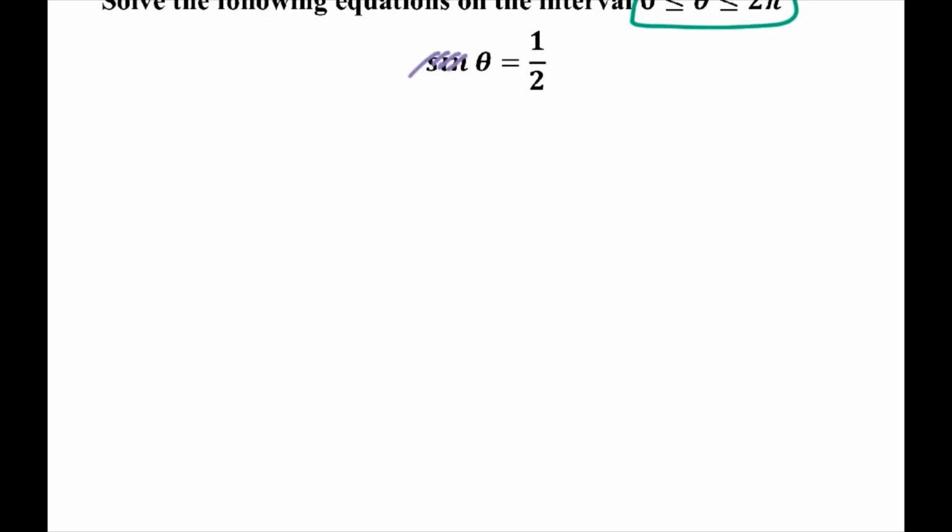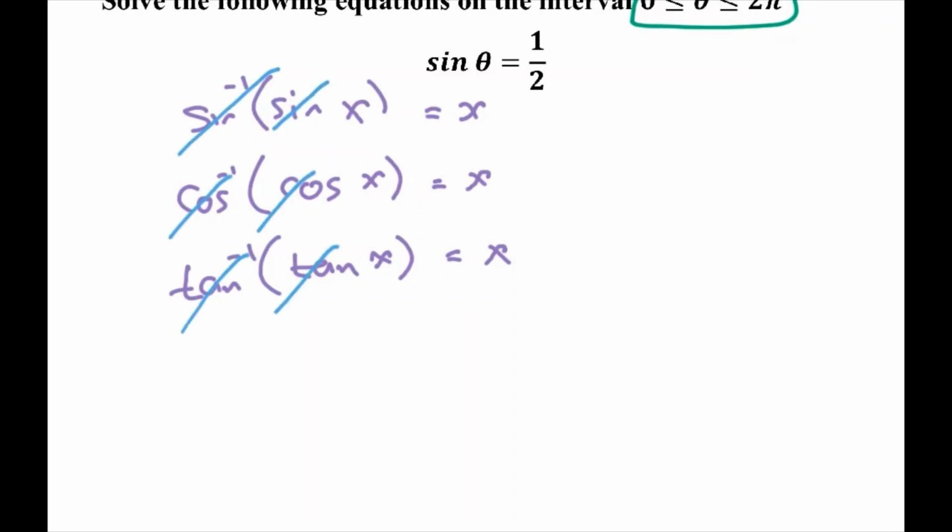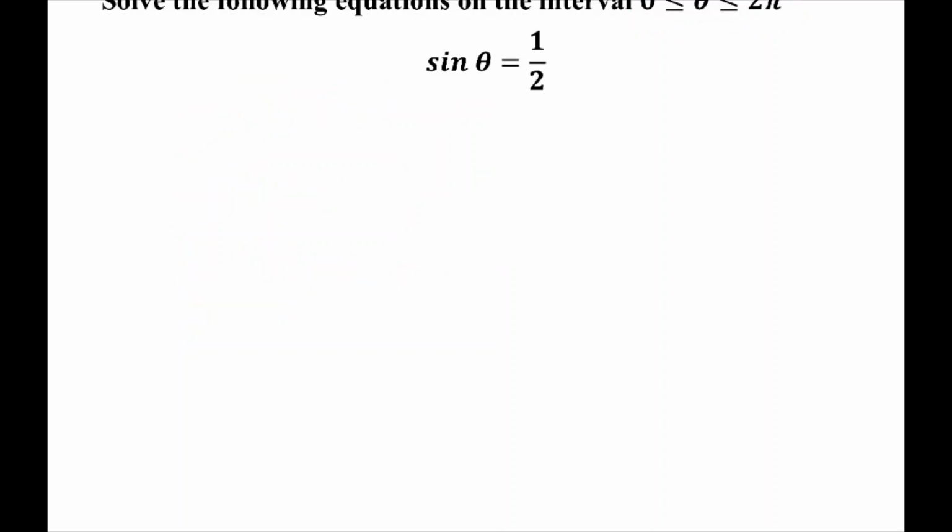We need to get rid of sine, and the only way to do that is to take the inverse function. So the inverse function cancels the original function, because sine inverse of sine x equals x. Same with cosine inverse and tangent inverse, and cosecant inverse and so on, because these two will cross out each other and x will be left. So in order to solve this question, we need to take sine inverse of both sides. Now remember, if I have theta, I'm going to have two solutions. So we need to look for two solutions.